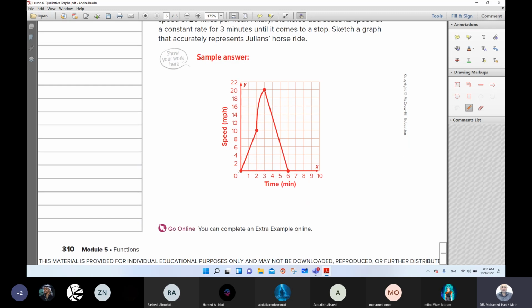So as you see, this is the beginning point, start from here to this point. As you see, we have increase in constant rate. From this point to this point, we have increase in constant rate. Then we have here increase in varied rate or in change rate. Then as you see, from this point to the end point, we have decreases in a constant rate.